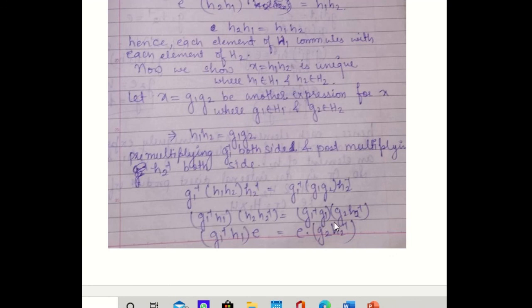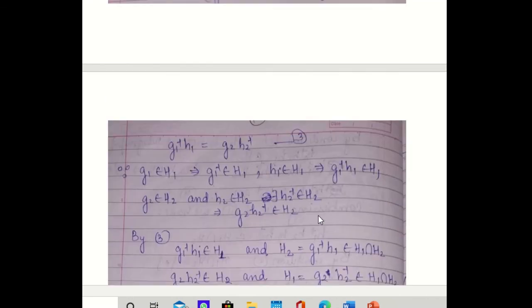So by associativity, we get this, and by using the associative law once again, we get g1 inverse h1 into e is equal to e g2 into h2 inverse. And this implies we have g1 inverse into h1 is equal to g2 into h2 inverse. Let it be equation number 3.